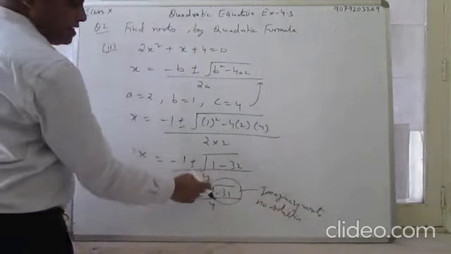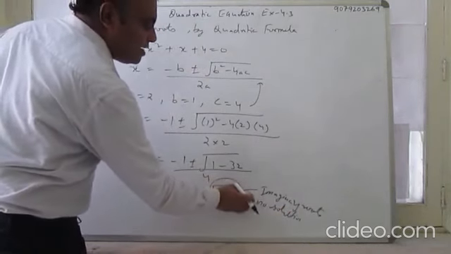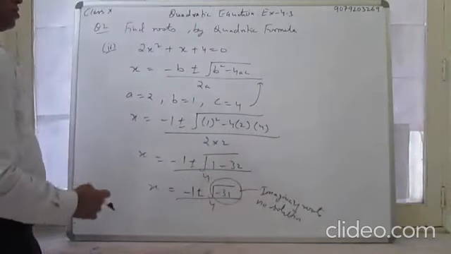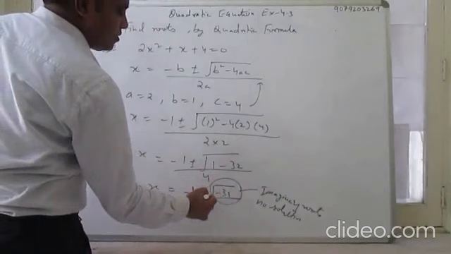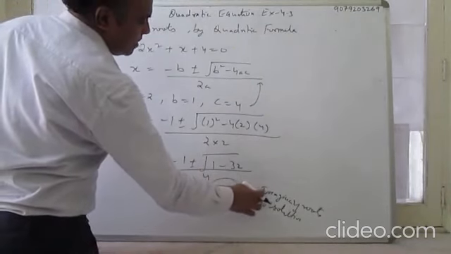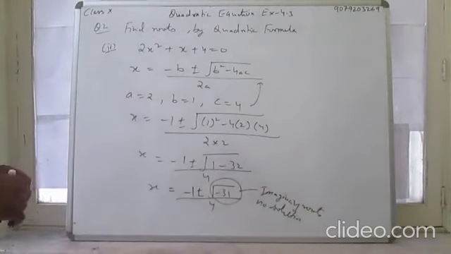A solution is there, but it is imaginary. It is a complex number, but in our course we can write that there is no solution or the roots do not exist. If the under root comes with a minus sign, we can write imaginary roots. So roots do not exist.